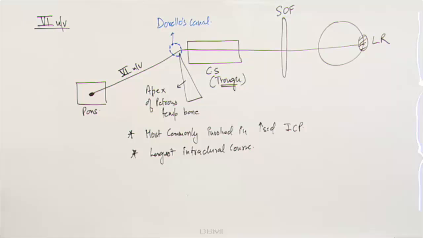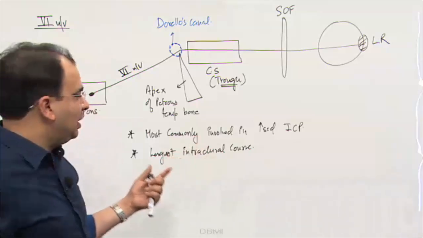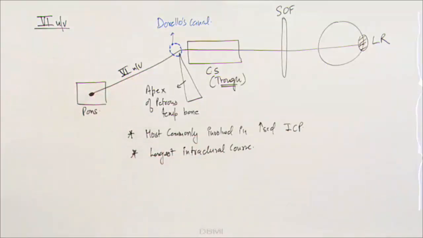This is all we need to know about this abducens nerve here, that it is most commonly involved in increased intracranial pressure and it is having the longest intradural course. Longest intracranial course was for the trochlear nerve and longest intradural is for the abducens nerve. So we are done with the third, fourth and sixth nerve.